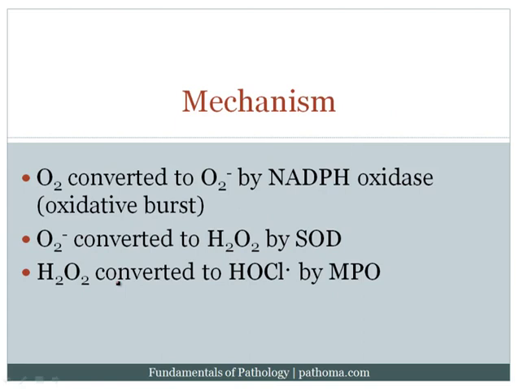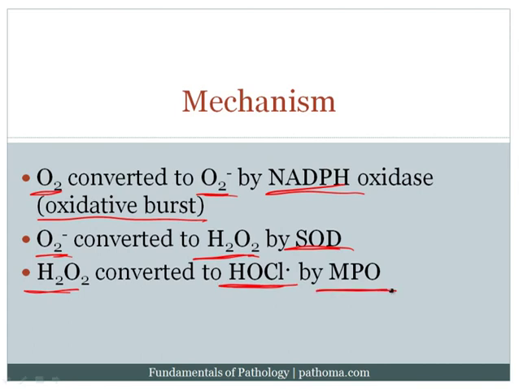Now, what's the mechanism? I've already gone through this, but let's read through it one more time. So oxygen is converted to superoxide by NADPH oxidase. That's also called the oxidative burst, by the way. Superoxide is quickly converted to hydrogen peroxide by superoxide dismutase, and then hydrogen peroxide is converted to HOCl, or bleach, by myeloperoxidase. So all of these enzymes are high yield.